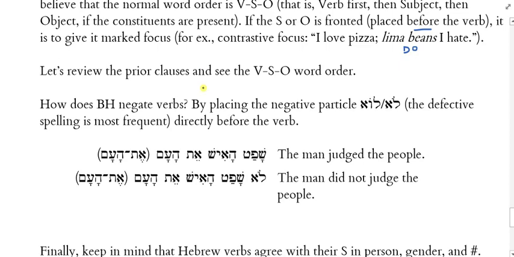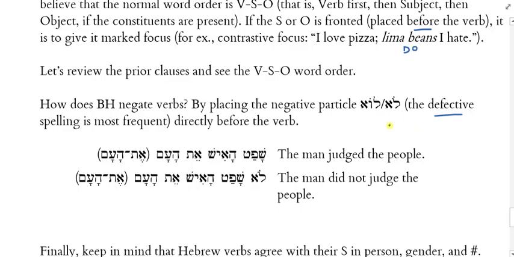Now, how does biblical Hebrew negate verbs? We've talked about how people judged someone. The king or the man judged the people. How do I say that he didn't do it? Well, Hebrew has a negative particle that means not, and it's the word lo, and it can be spelled one of these two ways. Lo with the holem vav, or lo just with the holem and the vav missing, the mater. Remember, when I have a historically long vowel and the mater is missing, that is called defective spelling.